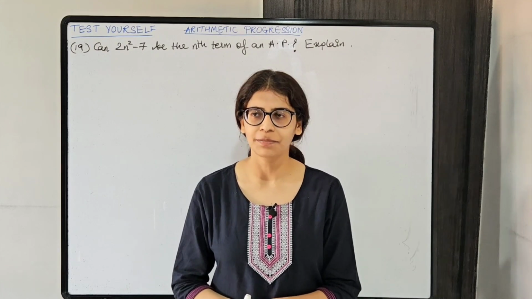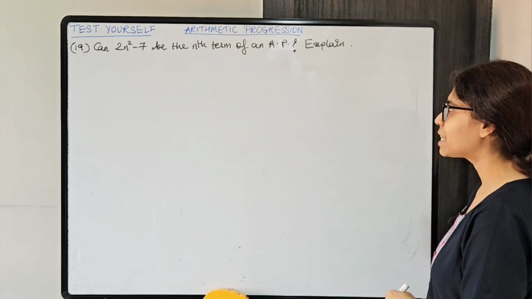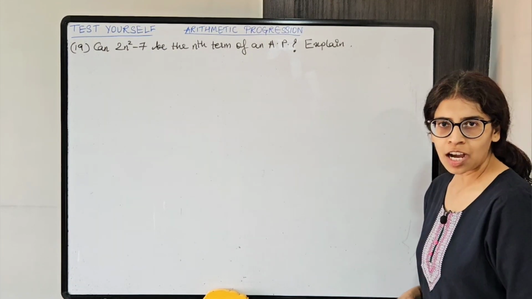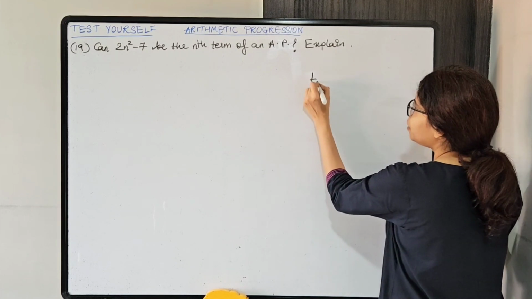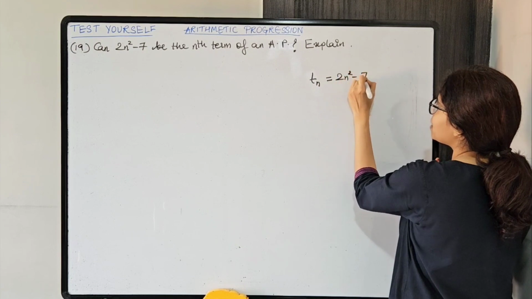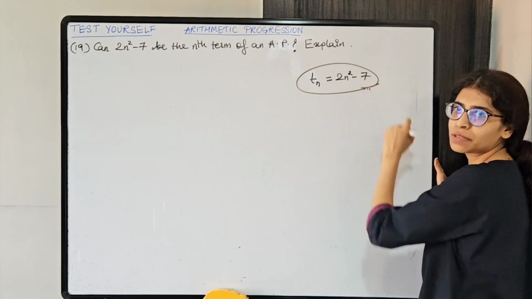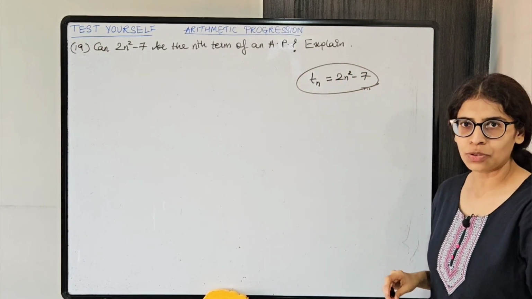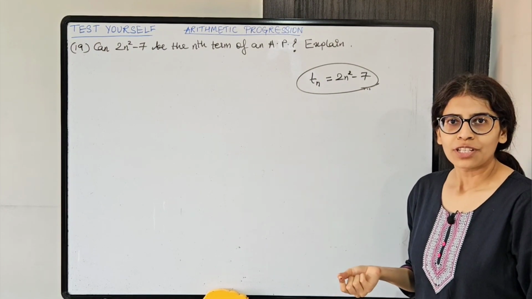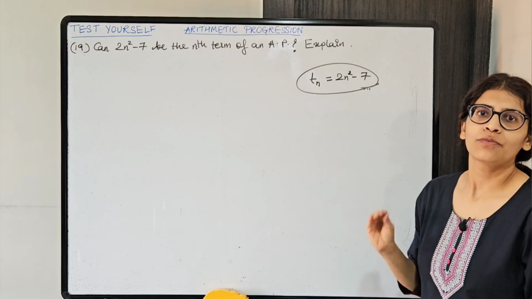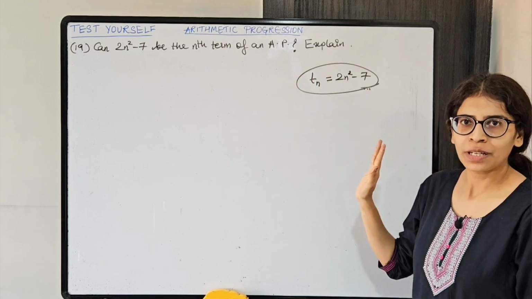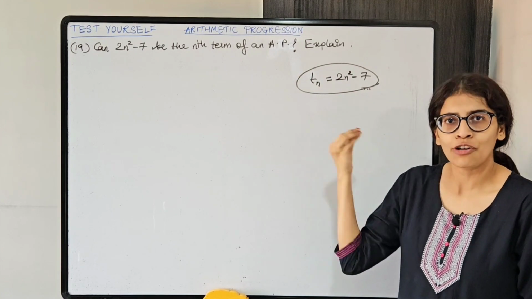Question number 19. Can 2n square minus 7 be the nth term of an AP? Explain. They have asked if nth term, that is Tn, can be 2n square minus 7. Is this possible? They have asked. Okay. So to find this out, first thing that you will do is find out first 5 terms of the sequence. Okay, पहले इसको sequence ही assume करते हैं because we don't know if it is an AP or not.